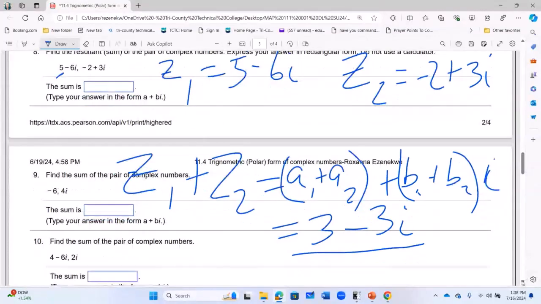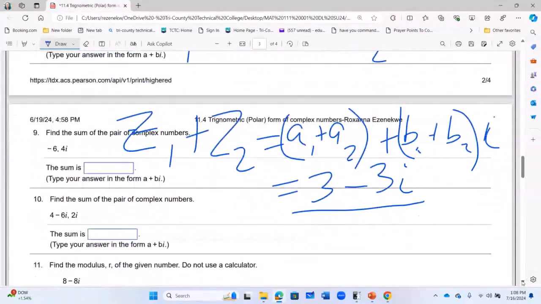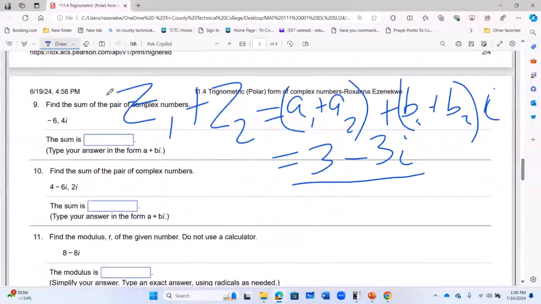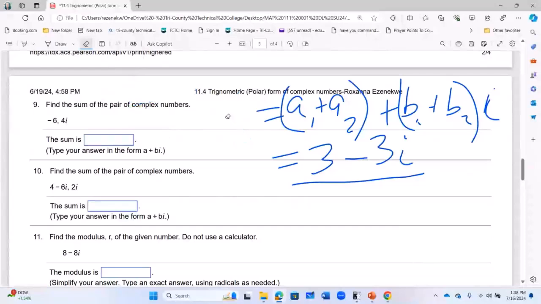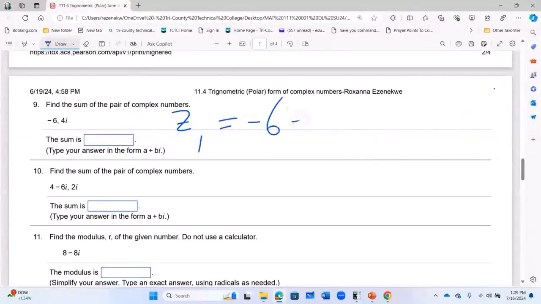So let's go to number 9. Find the sum of the pair of complex numbers. All right, so I'm going to find the sum. They call this the sum this time. First of all, write Z1 in standard form. So negative 6 plus 0i.